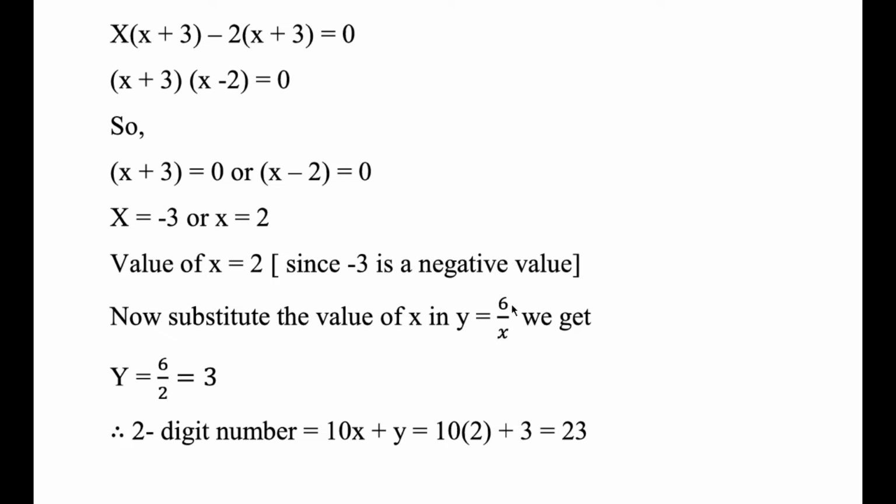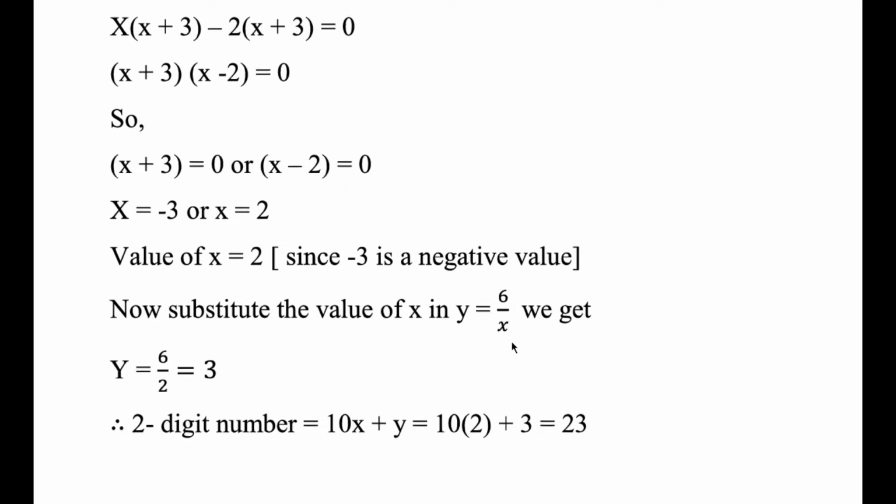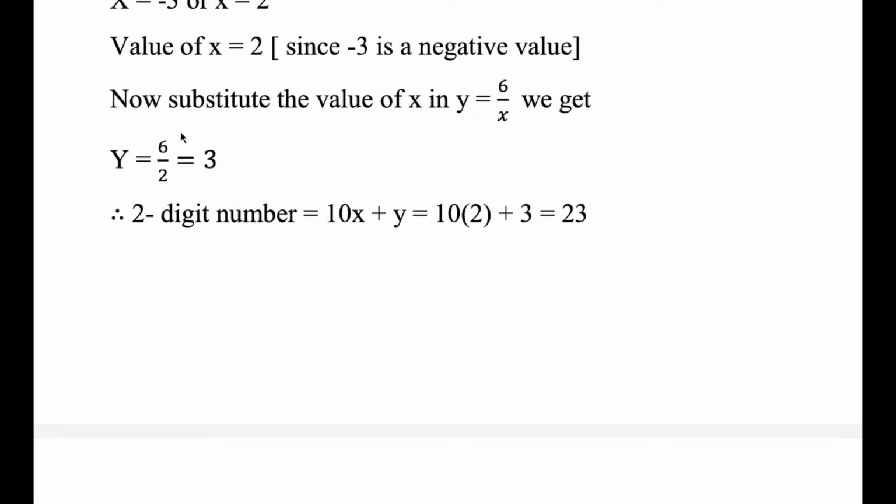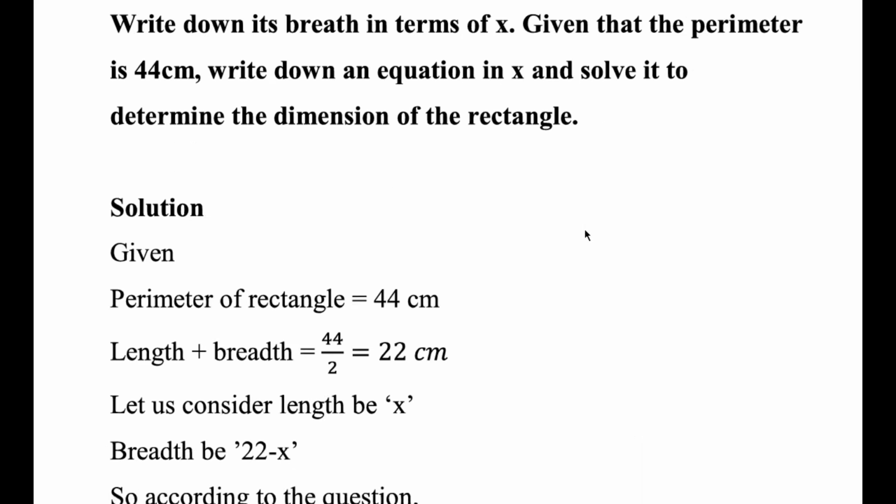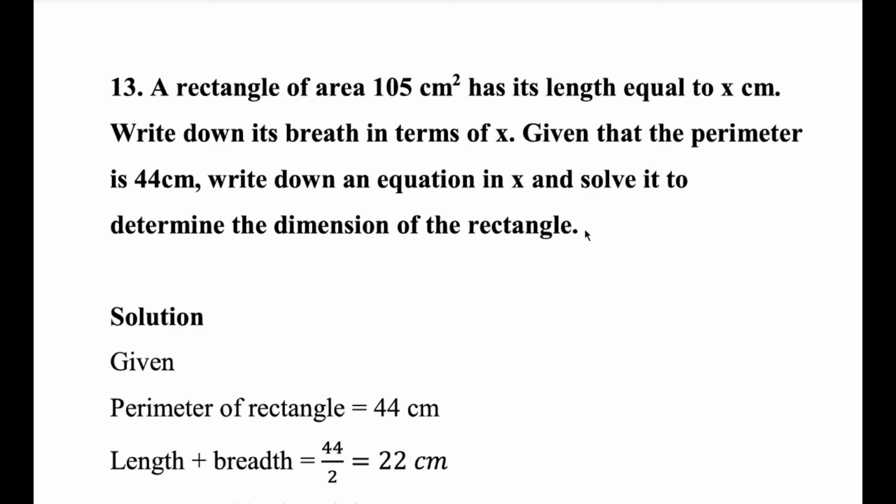Now substitute the value of x in y. So y is equal to 6 divided by x. So we will get y is equal to 6 by 2 is equal to 3. So the 2-digit number will be 10x plus y is equal to 10 into 2 plus 3 is equal to 23, and that 23 will be the answer. Come to the next problem.